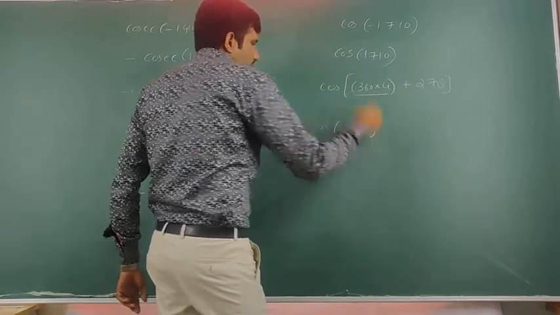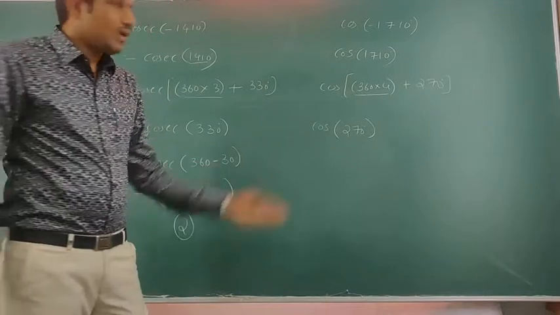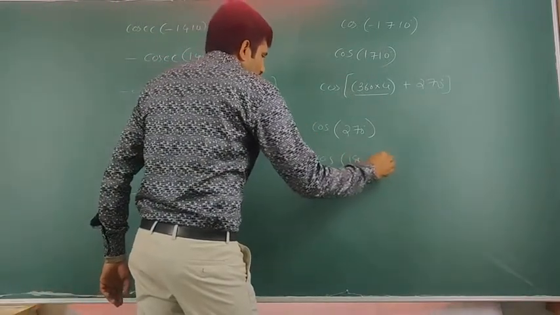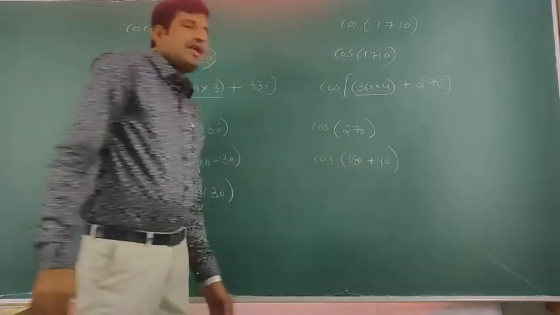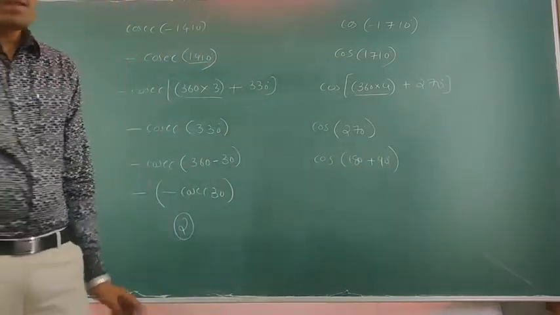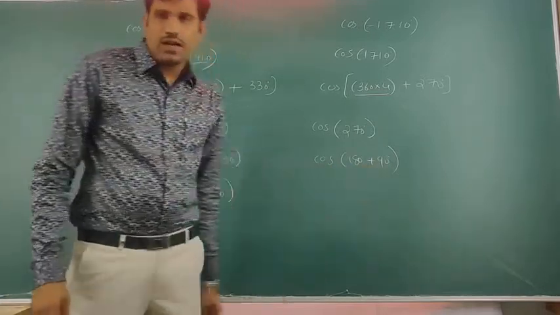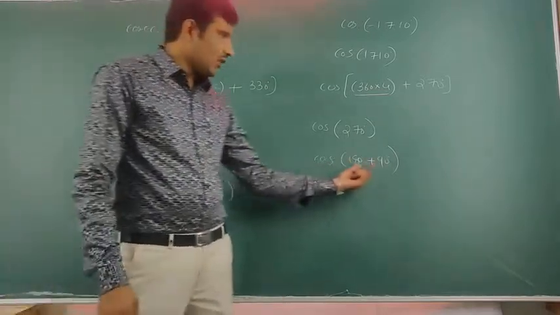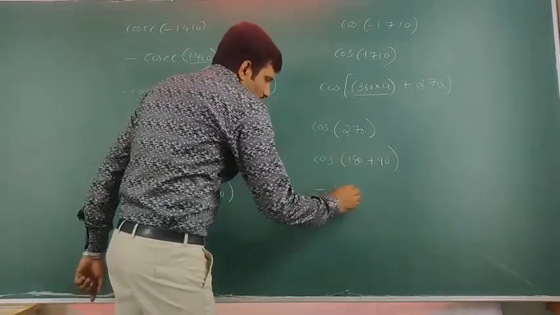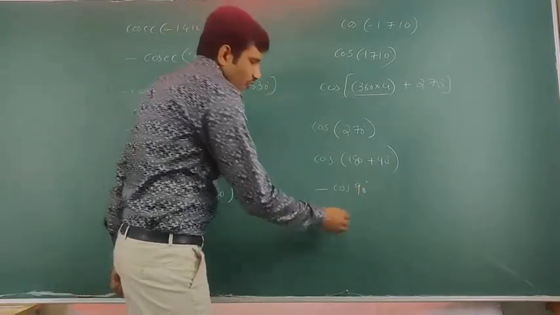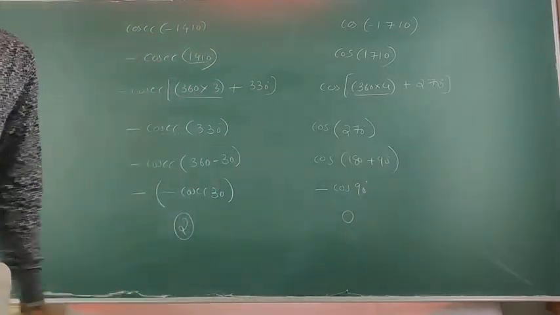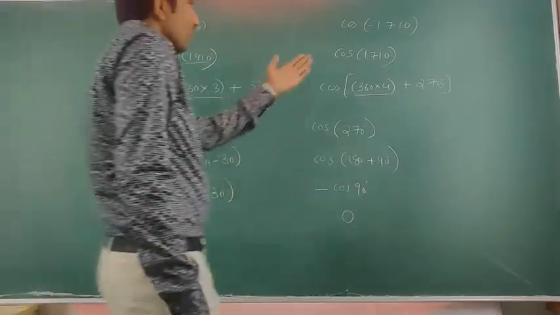Cos of 270. Now 270 we can write it as cos of 180 plus 90, right? How we can write that 270? That is cos of 180 plus 90. So what is cos of 180 plus theta? 180 plus theta is third quadrant. In third quadrant cos is negative. That is minus cos 90. What is the value of cos 90? It is 0. Right?